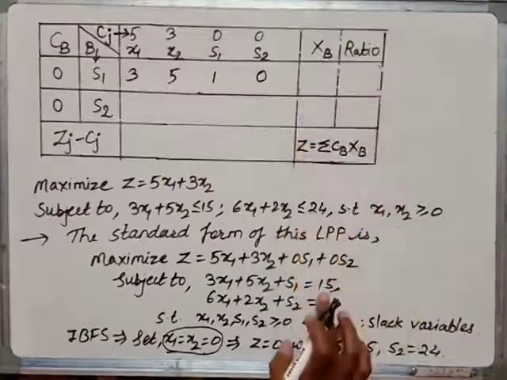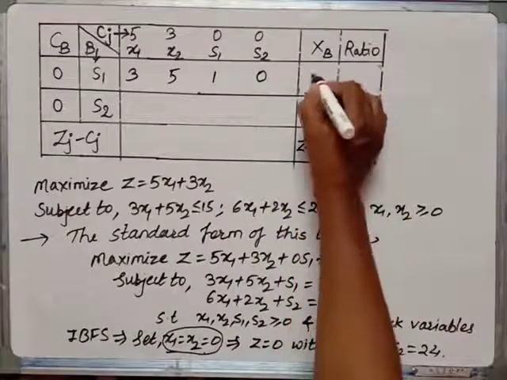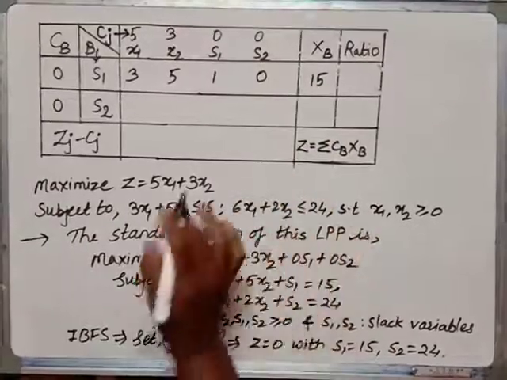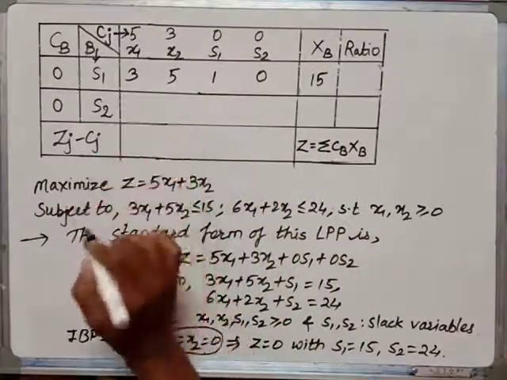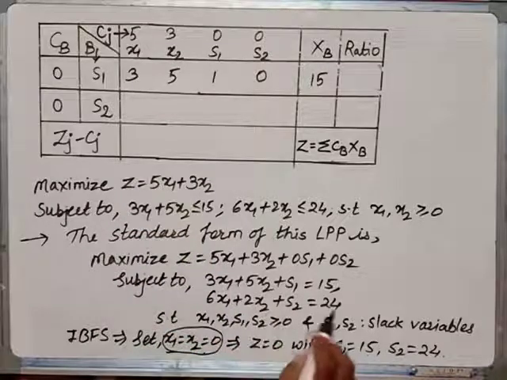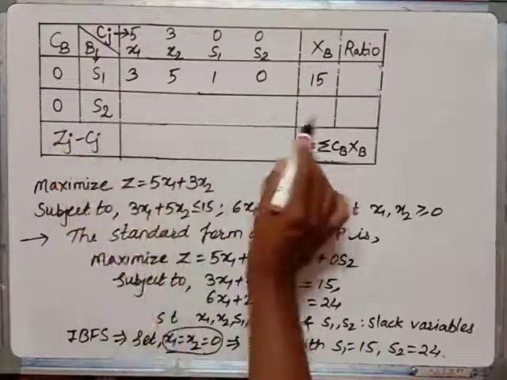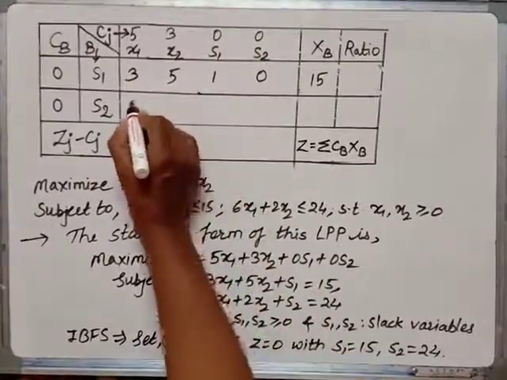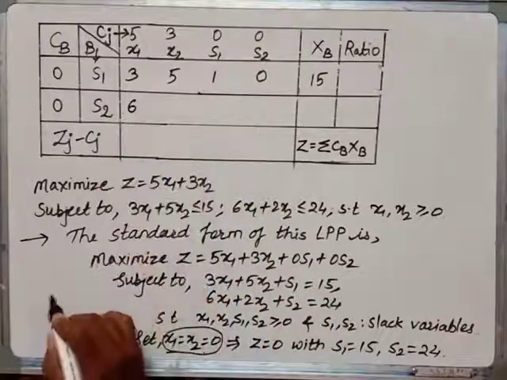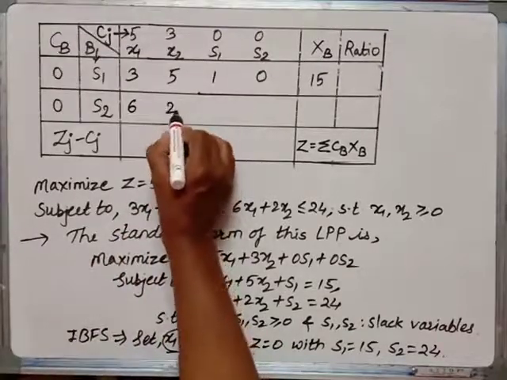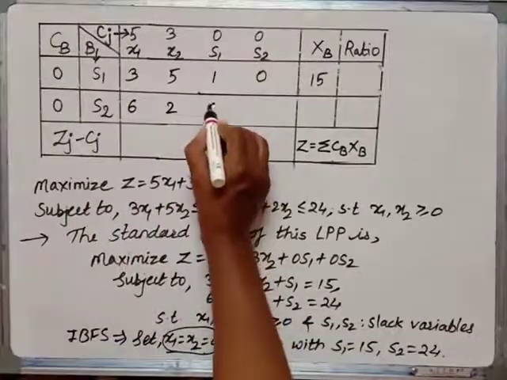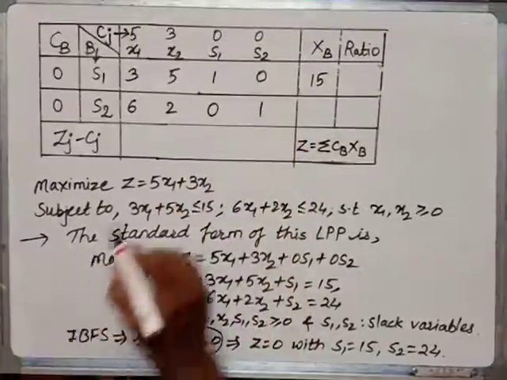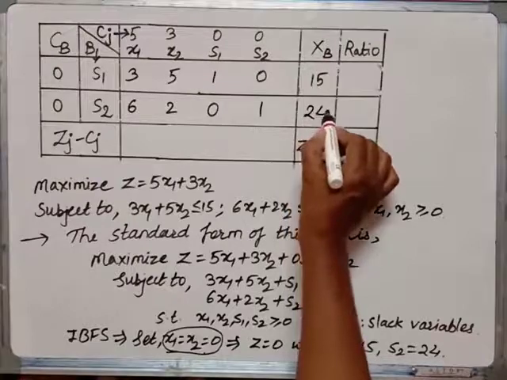And this xb means this right hand side constant. So that is 15. It should be positive. It is in standard form. Now this s2 will be again coefficient. For this second part, I will write the coefficients of the second constraint. So what are these? X1 having a coefficient 6, x2 having a coefficient 2, s1 is absent, so its coefficient is 0, s2 having coefficient 1, and here I will write 24.